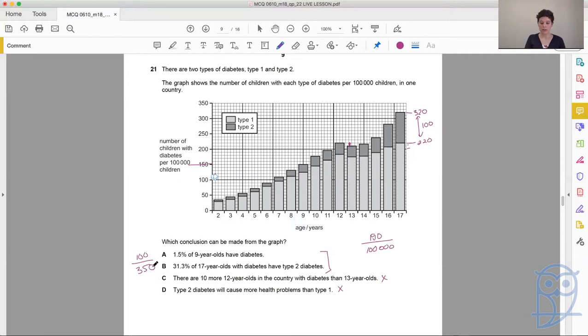So now let's look at these. 150 divided by 100,000 gives us, oops, we need percentages, times 100. This gives us 0.15. Here, 100 divided by 350 times 100. So 100 divided by 350 times 100 to get a percent.